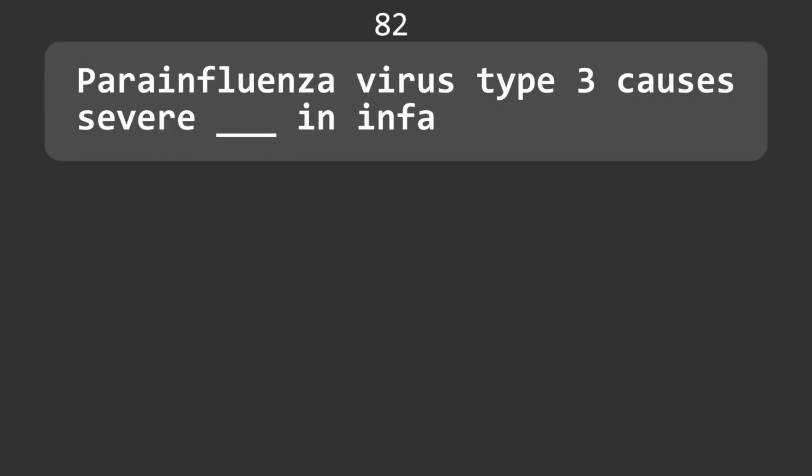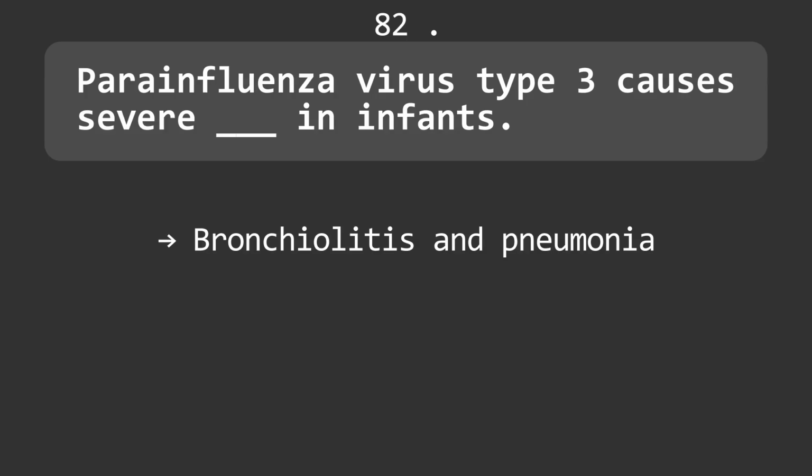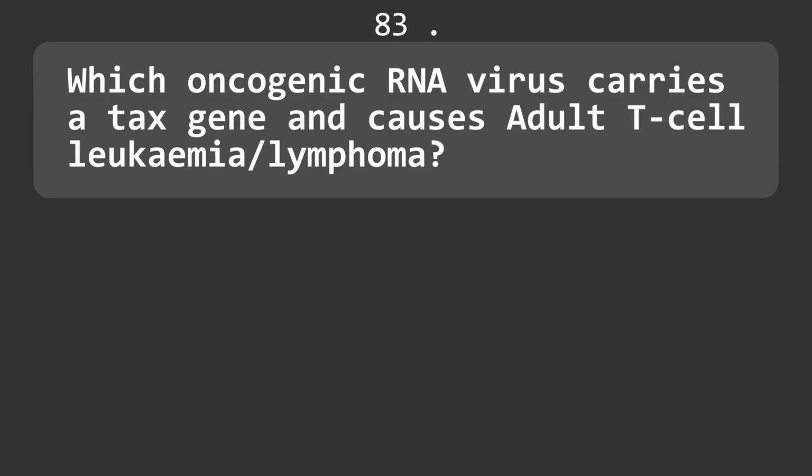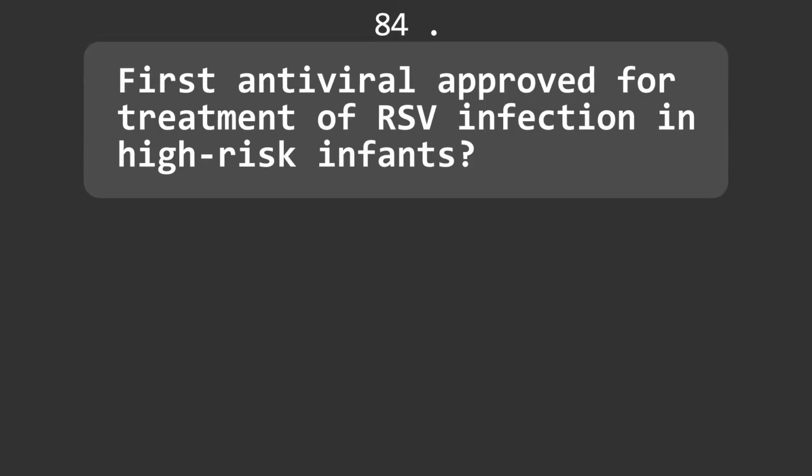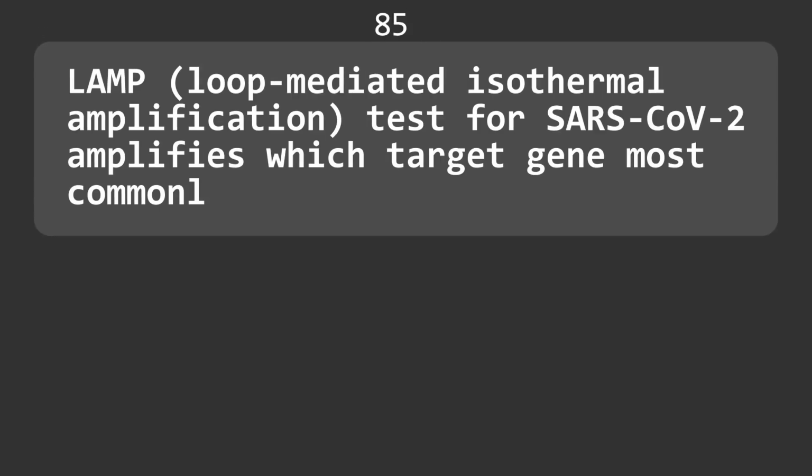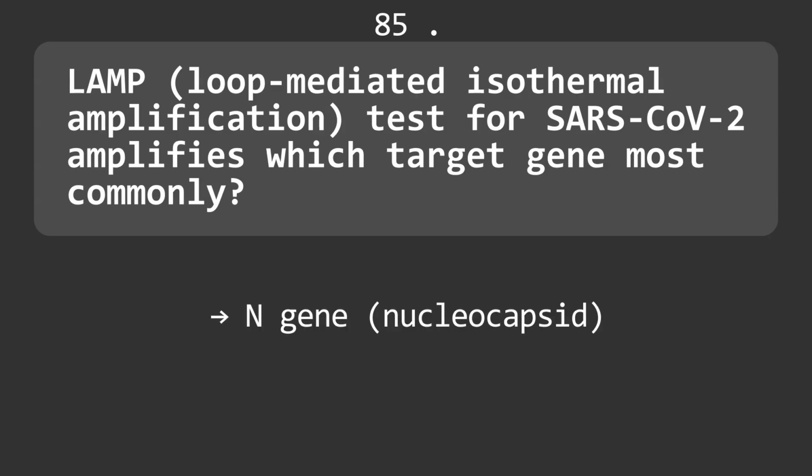Parainfluenza virus type 3 causes severe bronchiolitis and pneumonia in infants. Which oncogenic RNA virus carries a TAX gene and causes adult T-cell leukemia/lymphoma? HTLV1. First antiviral approved for treatment of RSV infection in high-risk infants: ribavirin, aerosol. LAMP, loop-mediated isothermal amplification test for SARS-CoV-2, amplifies which target gene most commonly? N gene, nucleocapsid.